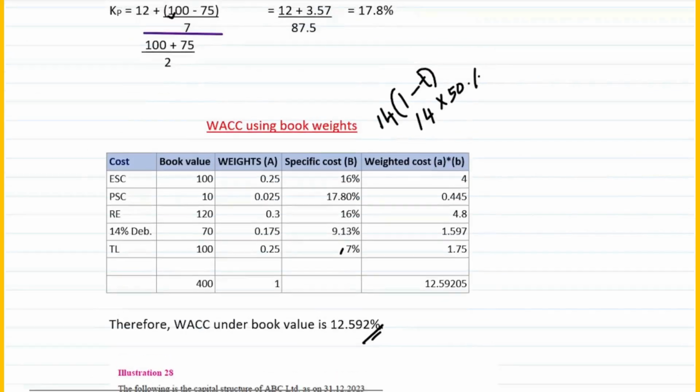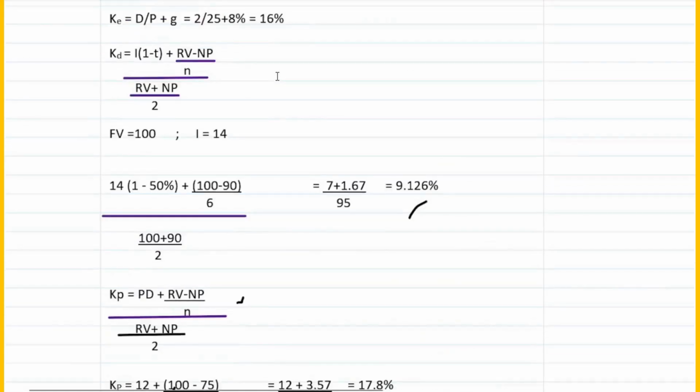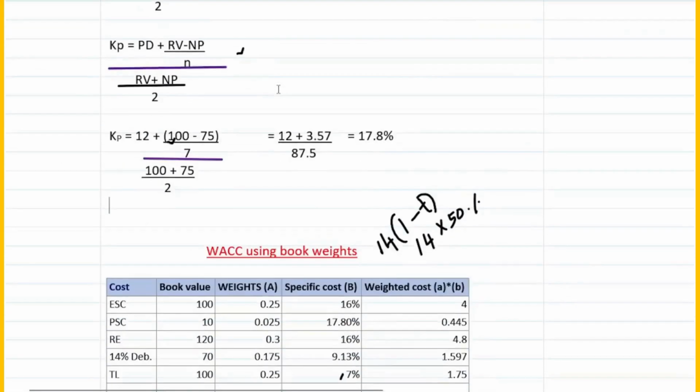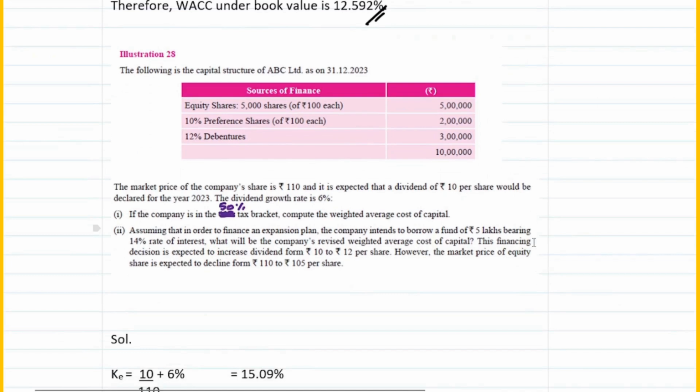So all you need to remember is you calculate the individual cost with your regular formulas, and then for the weights, they are calculated for individual elements, and then they are multiplied with my specific cost to arrive at the weighted average cost of capital. Let's go to the next question.